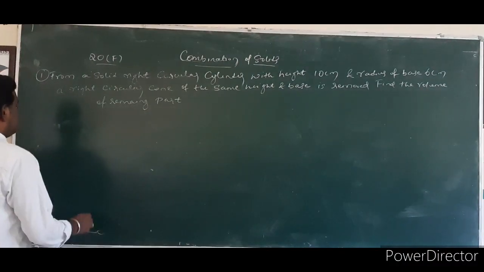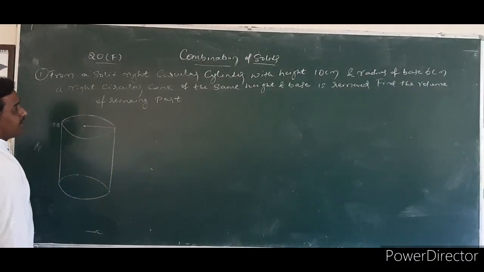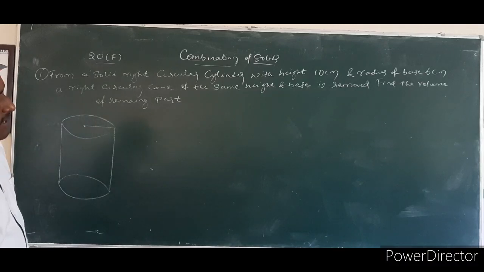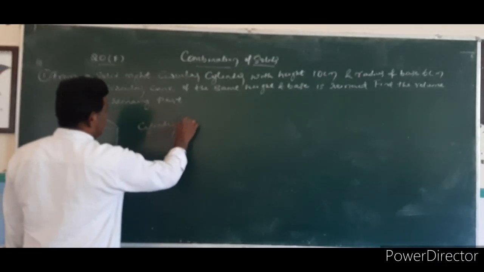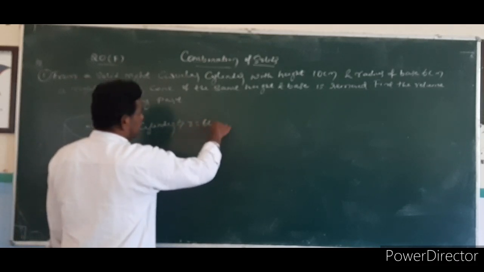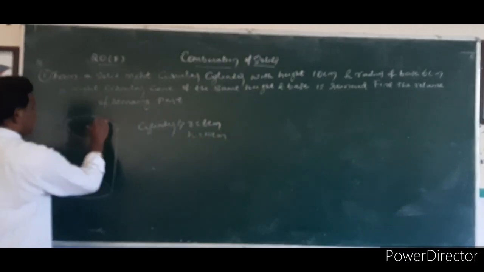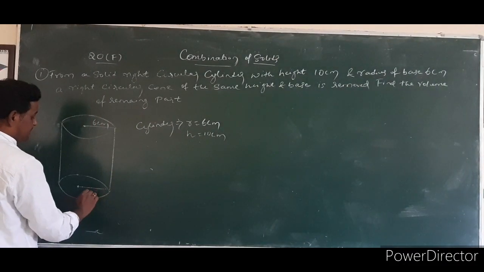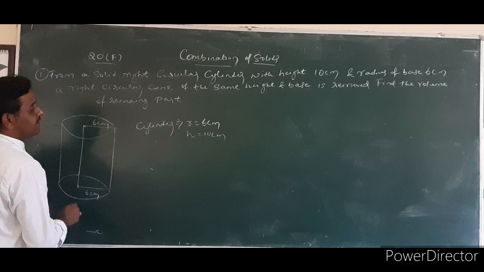So here they have given a cylinder. Radius of base of cylinder they have given 6. Cylinder radius is equal to 6 centimeter and height is equal to 10 centimeter. That is here 6 centimeter, from here also 6 centimeter. Height is 10 centimeter.